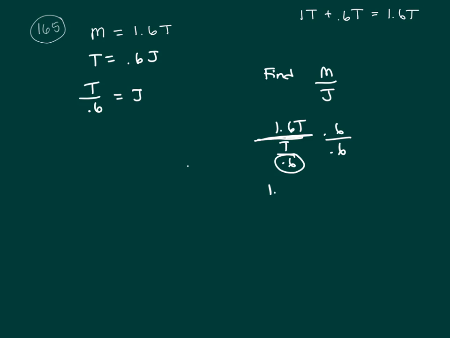So that gives me 1.6 times 0.6T in the top. And then in the bottom, when I multiply T over 0.6, those cancel, and I'm just left with a T. And these T's cancel, and I'm left with 1.6 times 0.6. And 6 times 6 is 36, and that's 96. And move your decimal over. So that's 96%, which is C.